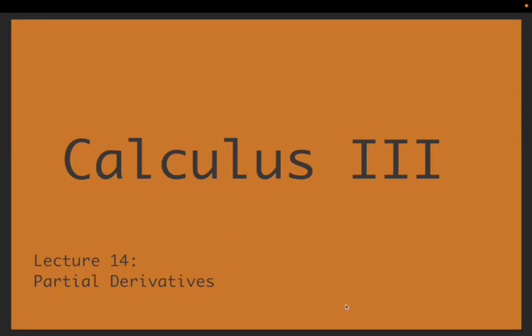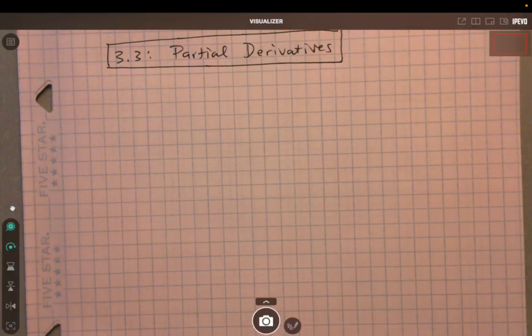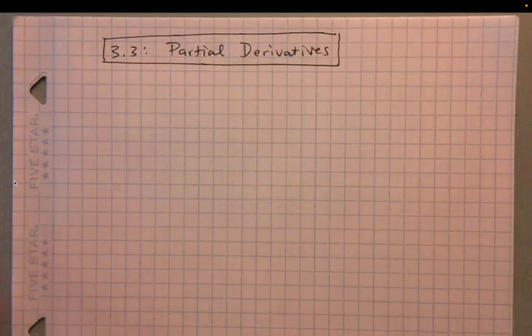Hey everyone, welcome back to Calculus 3. This will be lecture 14 of the course. And in this section, we're going to get into a very interesting area of calculus, and that is partial derivatives. So let's go ahead and jump into it. This will be section 3.3 of this course, and we're going to call it partial derivatives.